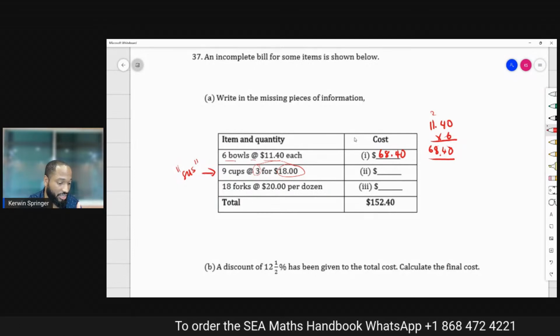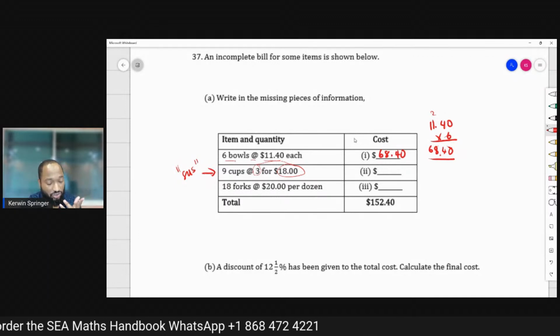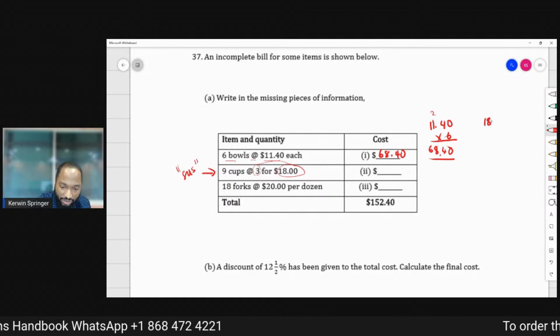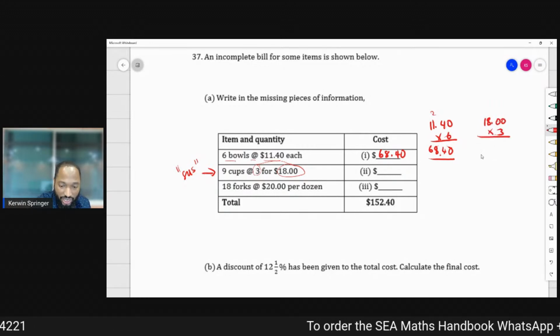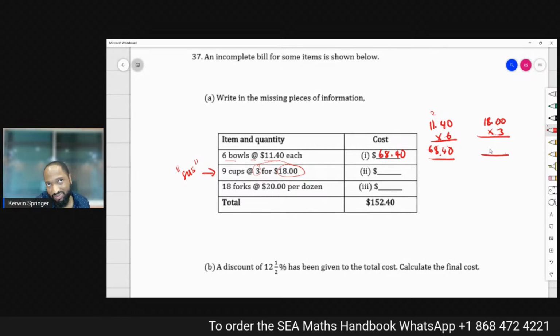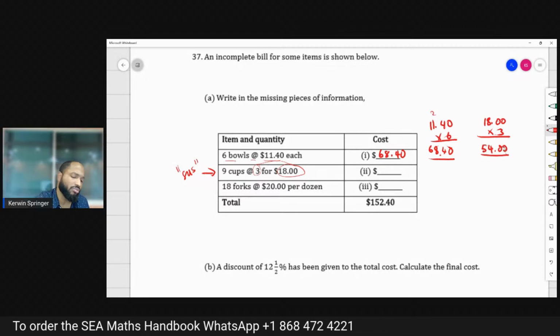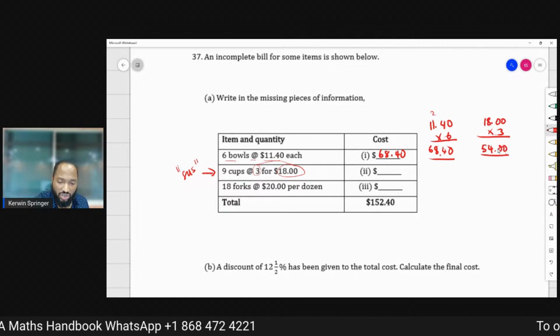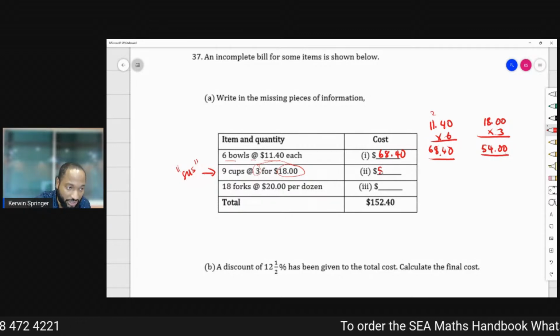Or you could say it's 9 divided by 3 multiplied by 18, which is the same as 3 by 18. So it's really $18 by 3. I hope you all agree with me on that one. And 3 by 18, 5, 4, yeah, 54. 54 sounds reasonable. Yes, $54.00.